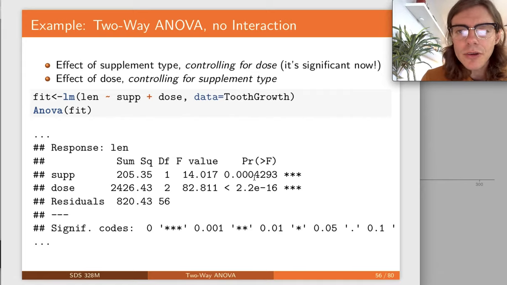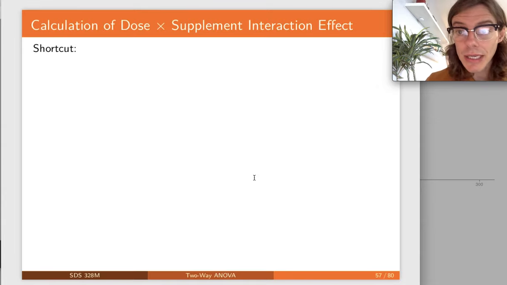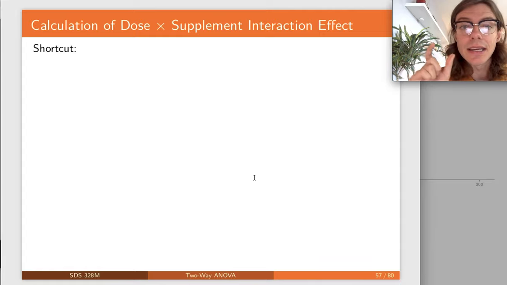But I don't do that very often, right? You should know how to do it, but you'll almost always want to fit the interaction too. If you want to compute the interaction sum of squares, there is a shortcut. You compute the sum of squares for the cells, and then you subtract the sum of squares for factor A and the sum of squares for factor B. So you don't have to do that really crazy formula.